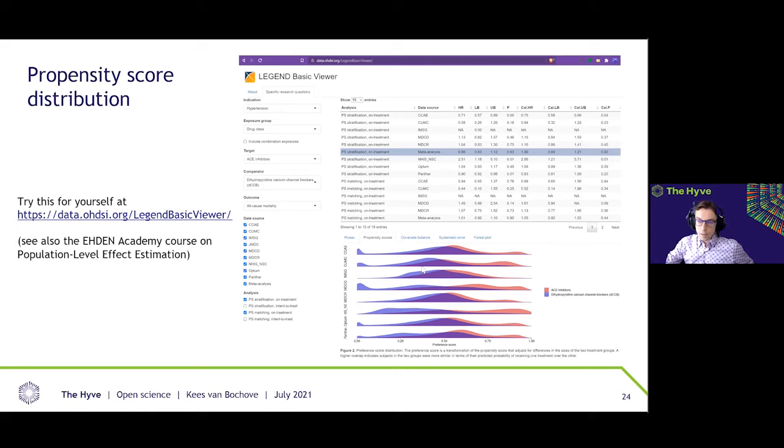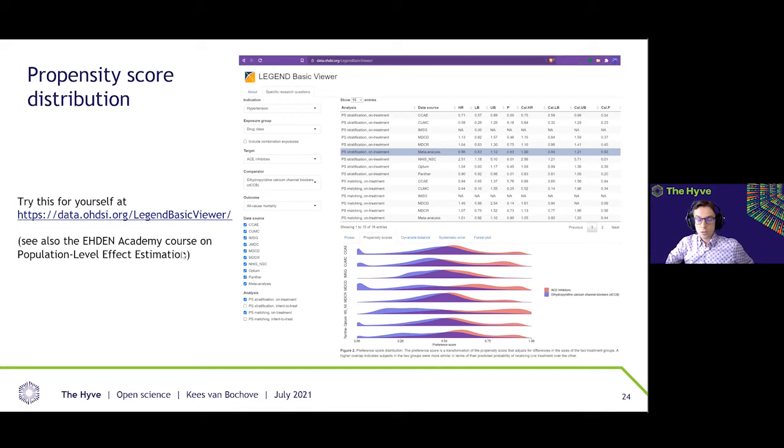So, but there's also a significant number of patients here on the left, for instance, that based on their medical history are much more likely to get the blue drug. And here there are patients that are much more likely to get the red drug, the ACE inhibitors. So we can't just do a simple comparison.